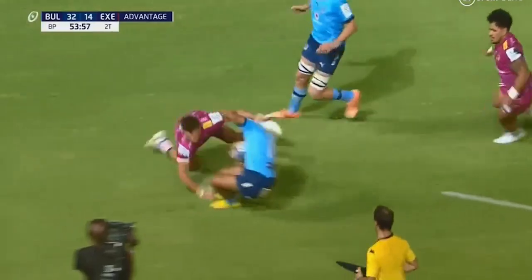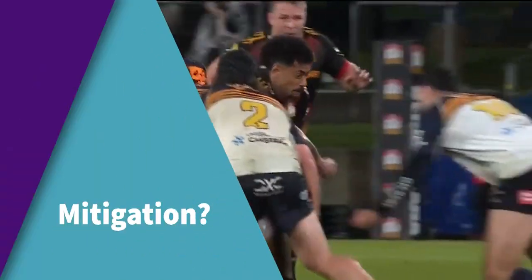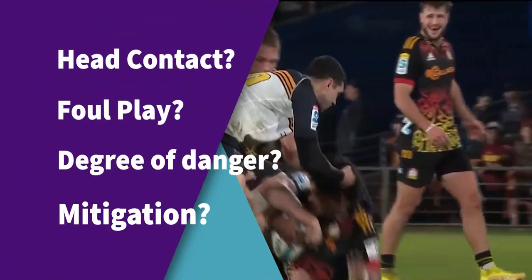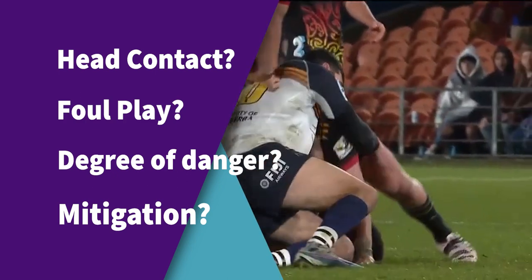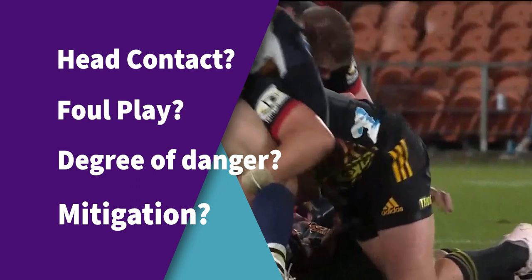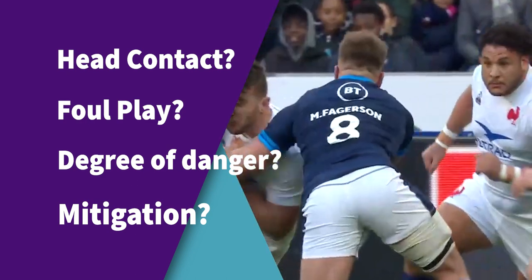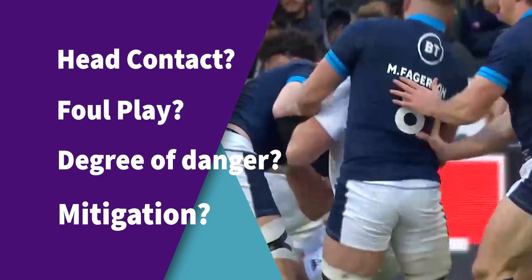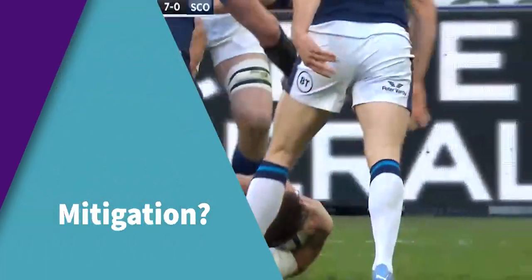After each clip, you'll see a summary of the head contact process that explains how the decision is reached in a systematic way, going through the same 4 steps. Has there been head contact? Is there foul play? What is the level of danger? And are there any mitigating factors?